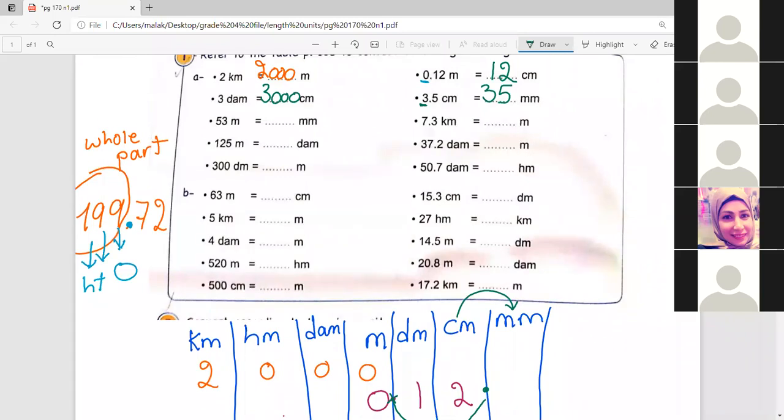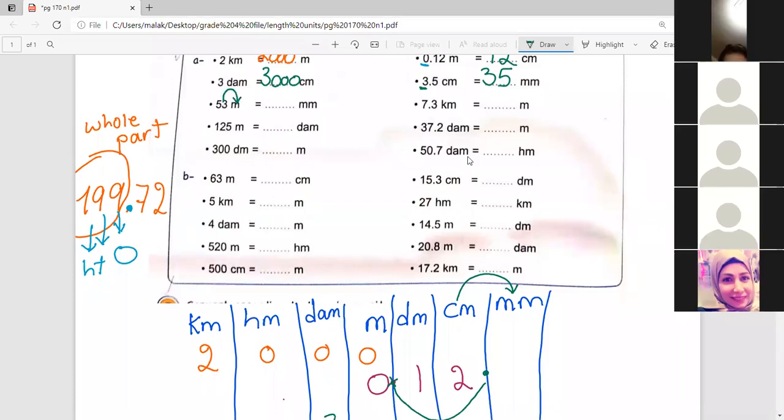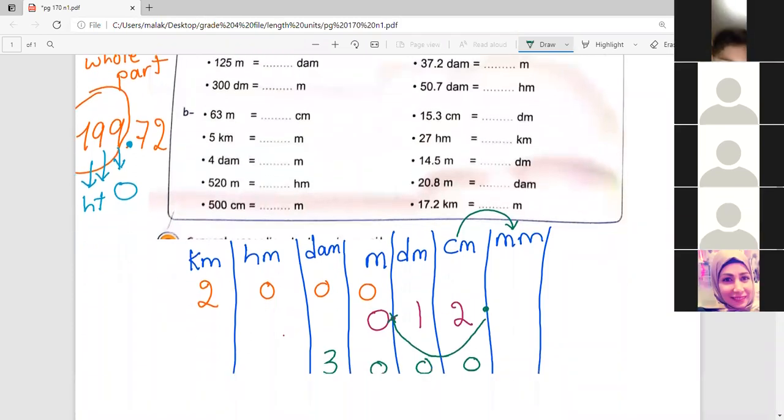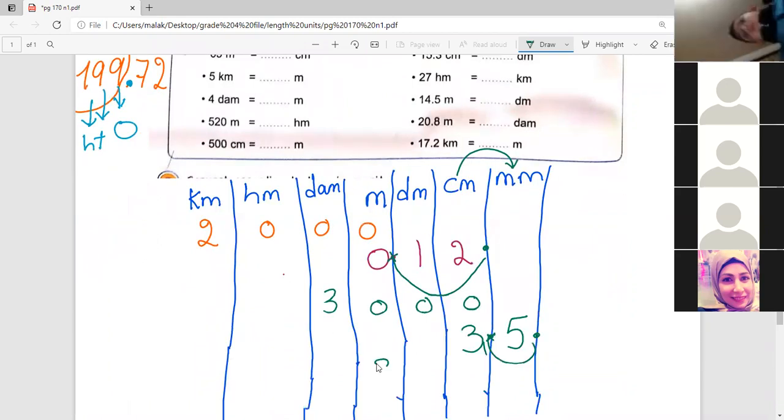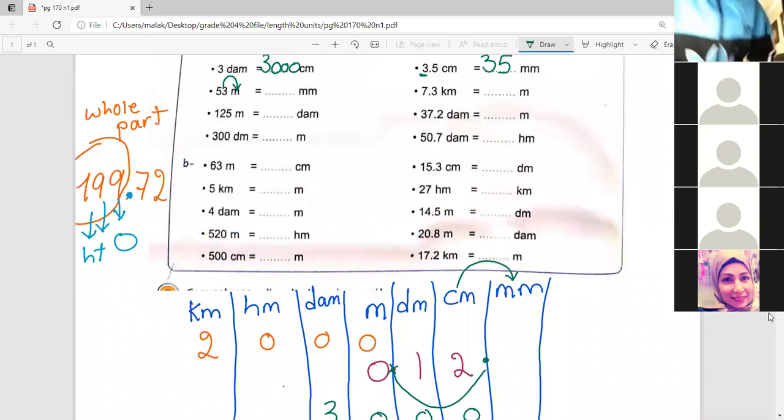Yes, we take the 3. Bravo, we put it where? We put it in meter. Bravo, Amir, we put it in meter. Yeah, 53. Where is the 5? Is it before 3 or after 3? When I say 53, it's before. Bravo. Okay, we will convert to which unit now?